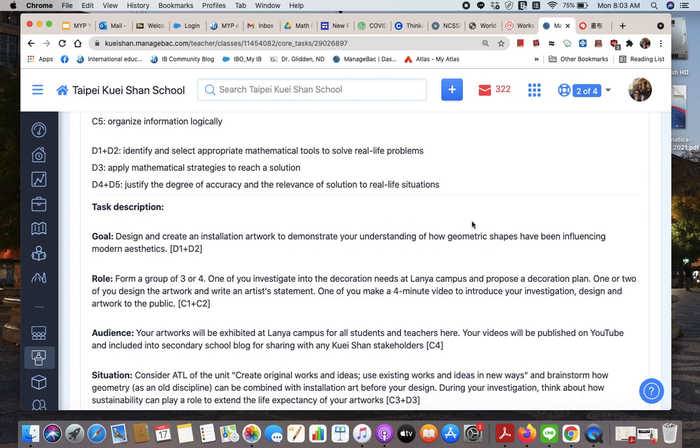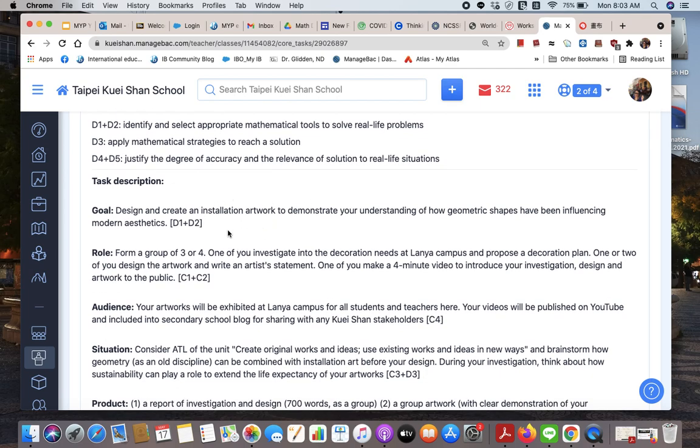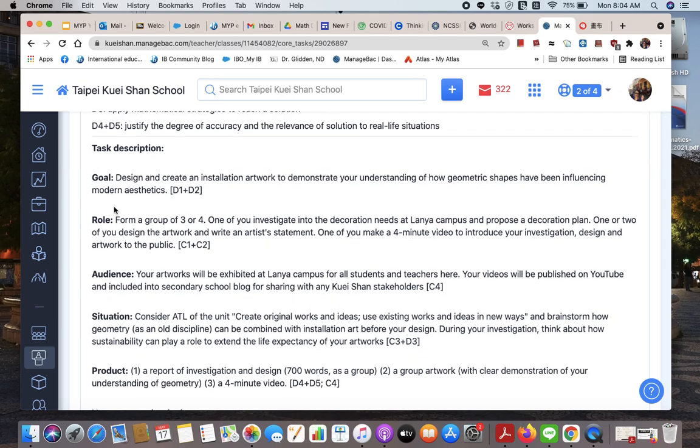Okay, and another keyword would be geometric shapes. Okay, so at the moment, you think about triangles, you think about circles, you think about squares. Okay, you think about how you can use the shapes to decorate certain environments. Okay, I'll be talking about the environment very soon. And another keyword is installation artwork. Later, when we scroll down, you will see there's an article showing you what installation artwork is. So if you don't know what that is, just be patient and wait. All right, so your role, you're going to form a group of 3 or 4 people. One of you is going to investigate the decoration needs at Lanyard campus and propose a decoration plan. So keep in mind that campus here can be your classroom, okay?